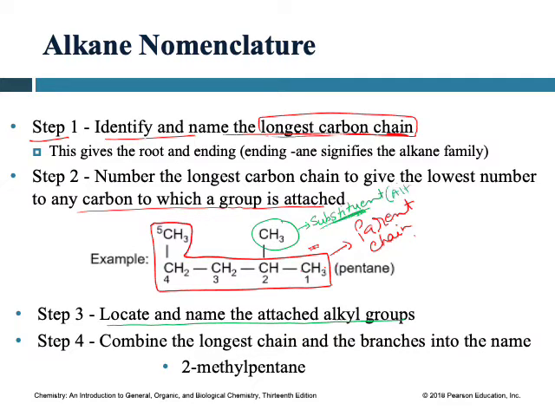Now the third one is locate and name the attached alkyl group. So this substituent we also call as alkyl group. So make sure you know what an alkyl group is: a substituent that is attached. So now you have to locate and name the attached alkyl group. So how to name this substituent? You have to look for how many carbon you have. So how many carbon you have in this substituent?